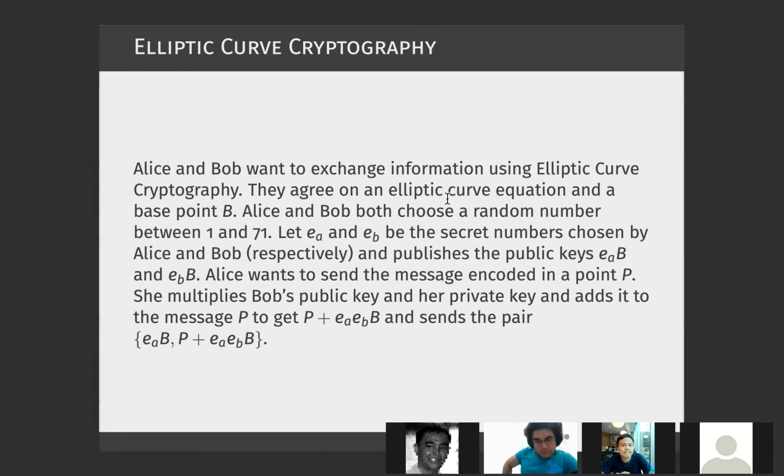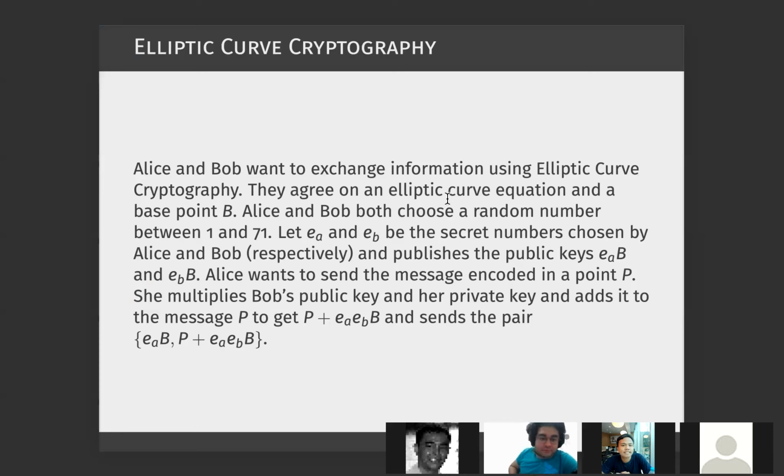Okay, so let's take a look at this. Alice and Bob want to exchange information using elliptic curve cryptography. So the proverbial Alice and Bob are the main characters when it comes to cryptography. There's another one called Eve, who is the eavesdropper, but Eve will not figure in this session. Alice and Bob want to exchange information, so they have to agree on an elliptic curve equation and a base point B.